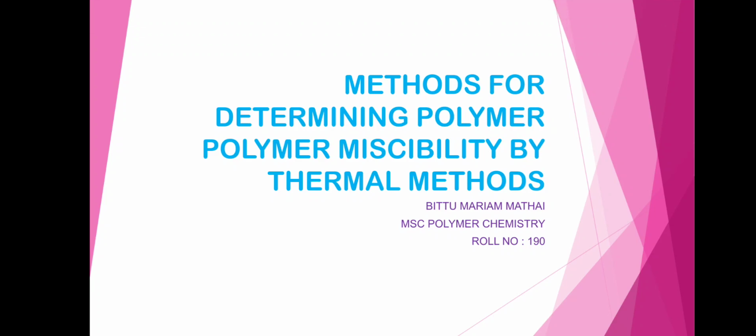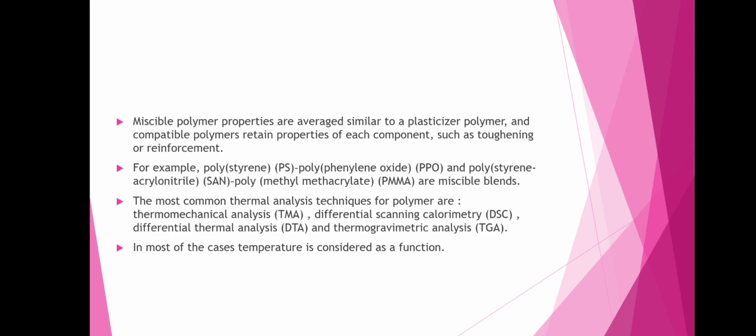My seminar topic is about methods for determining polymer-polymer miscibility by thermal methods. Miscible polymer properties are similar to plasticizer polymers, which are compatible polymers, and they retain properties of each component, such as toughening or reinforcement. For some examples, the miscible blends consist of polystyrene, polyphenylene oxide, polystyrene acrylonitrile, and polymethyl methacrylate.